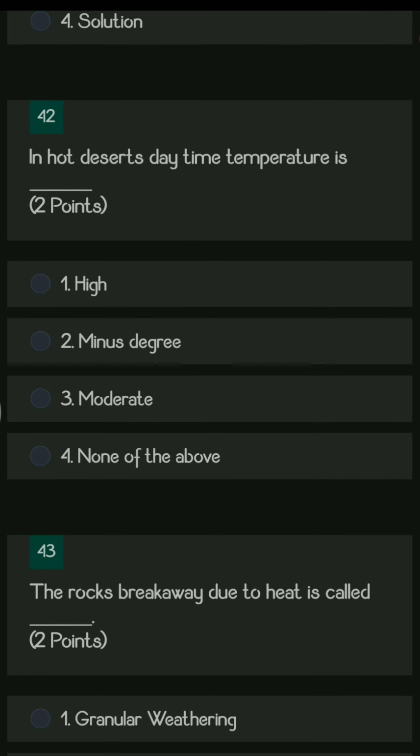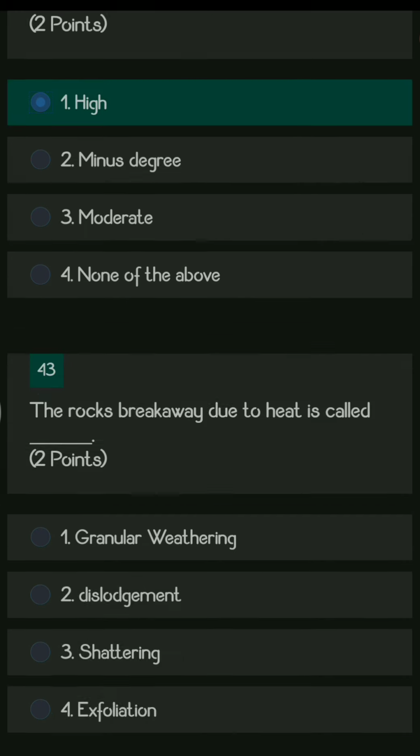Next question. In hot desert, daytime temperature is dash. So options are high, minus degree, moderate, none of the above. So the right answer is high, because at the daytime the temperature is always high, not low.